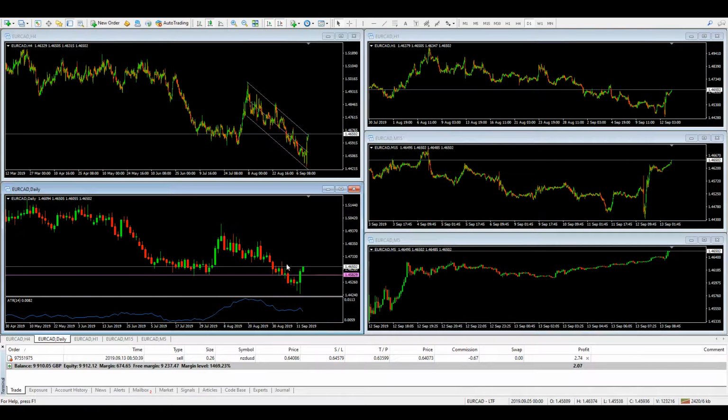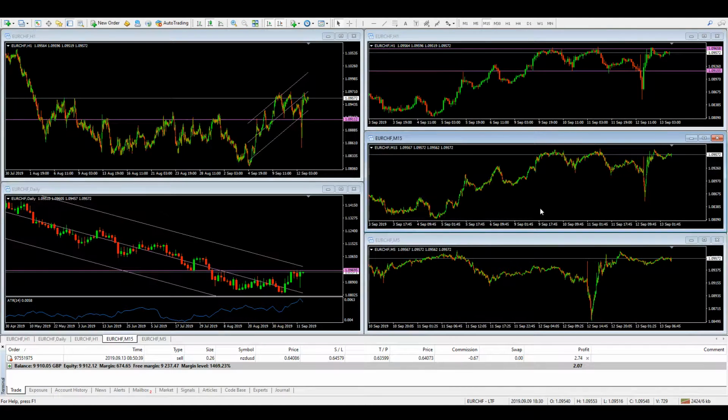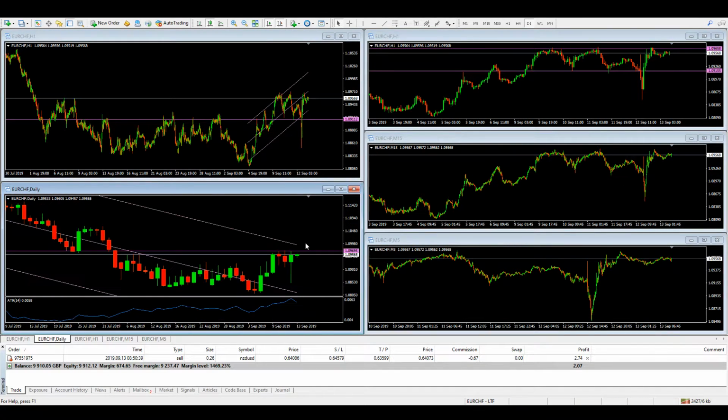Would be short on this, but no signs of reversal as of yet, so pass. Decent signs of resistance on the daily, bearish on this, so stops above this level would make sense, but it's just our lower time frames aren't really showing any definitive signs of bearishness yet.